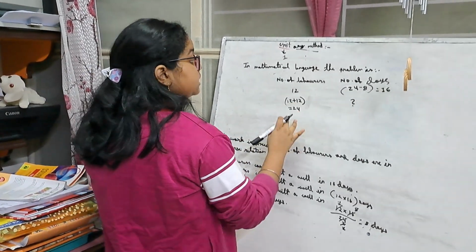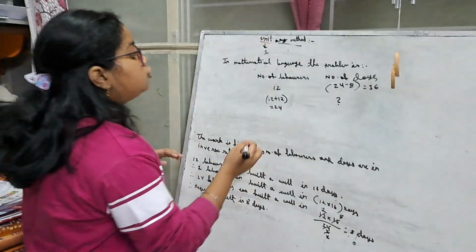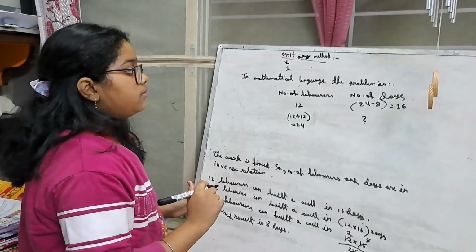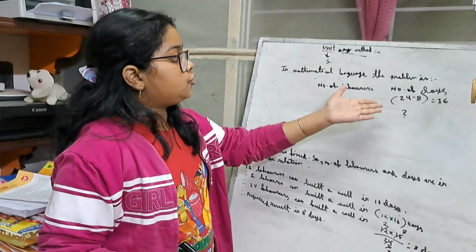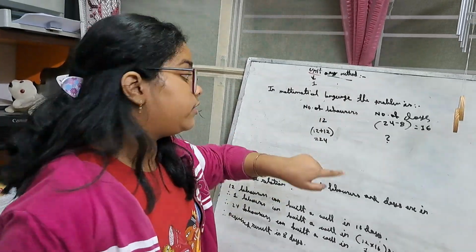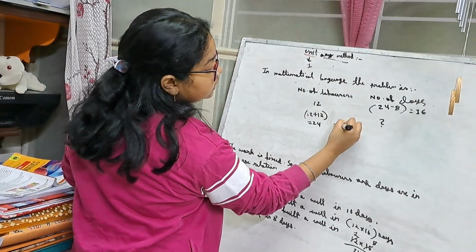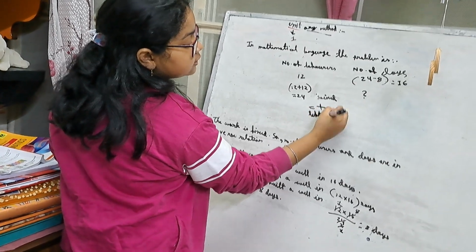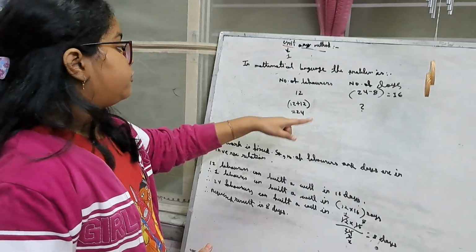So after 8 days, 12 more laborers joined them. So 12 plus 12 more laborers joined them. In this problem we are given 24 laborers, and after 8 days 12 laborers left them, so we have to subtract. But here it is mentioned that joined equals plus, left equals minus, subtract. So join them: 12 plus 12, 24 laborers.